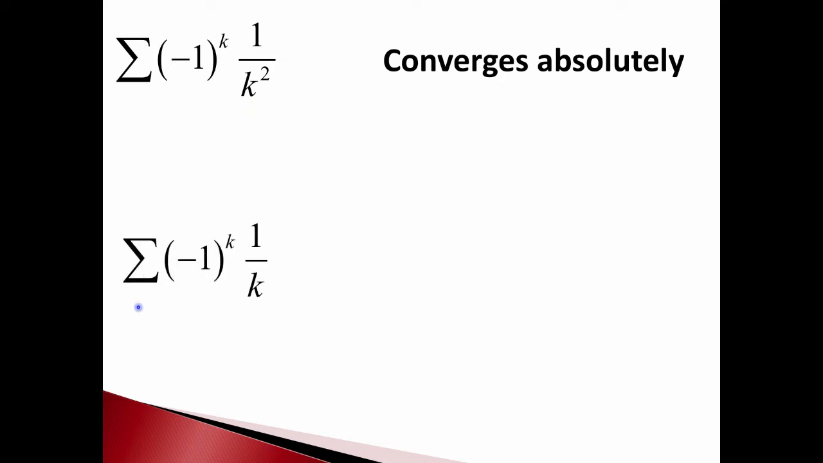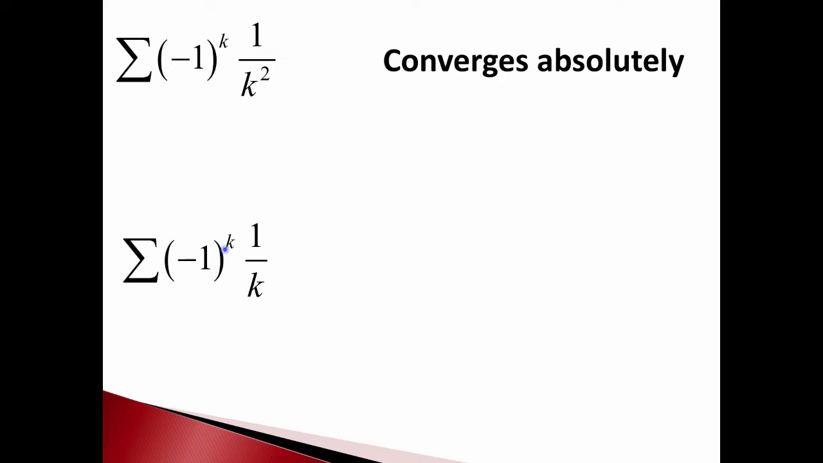Next up, well, this is the one we've been talking about already, the alternating harmonic series, right? So the sum of (-1)^k times 1 over k. Again, this will converge because if I look at the 1 over k sequence by itself, that's decreasing, goes to 0, and the alternating series test says it converges.